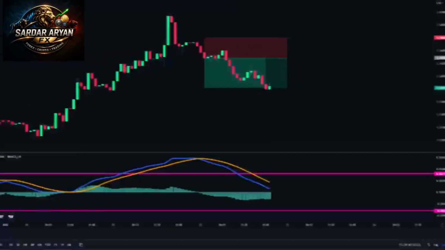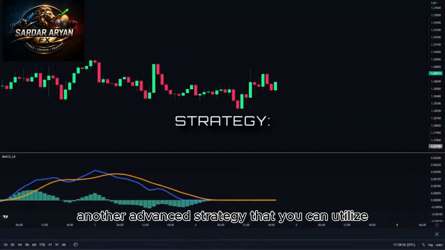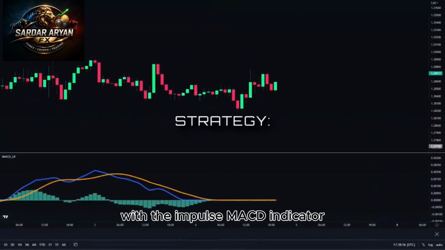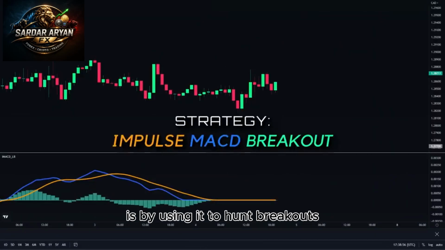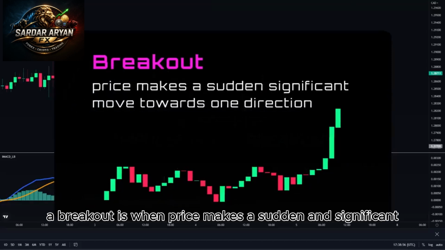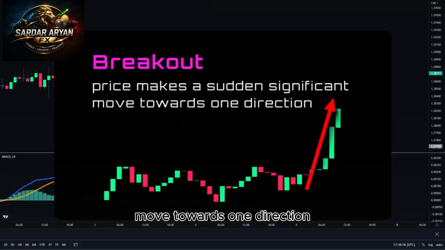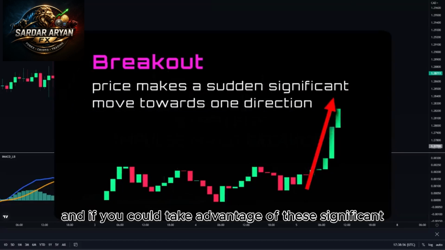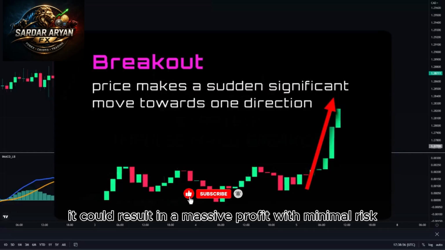Now moving on. Another advanced strategy that you can utilize with the impulse MACD indicator is by using it to hunt breakouts. So first, let's start with the definition. A breakout is when price makes a sudden and significant move towards one direction. And if you could take advantage of these significant moves, it could result in a massive profit with minimal risk.